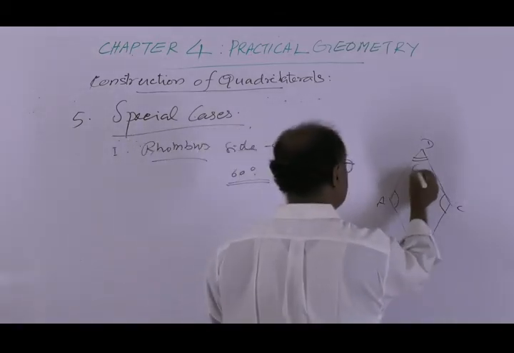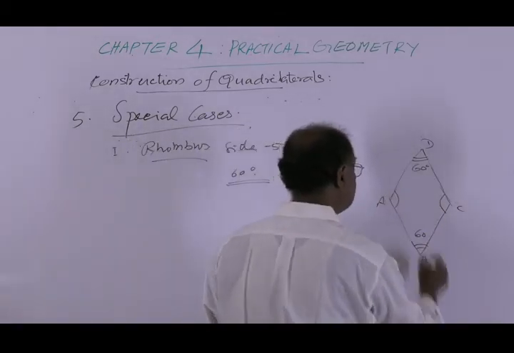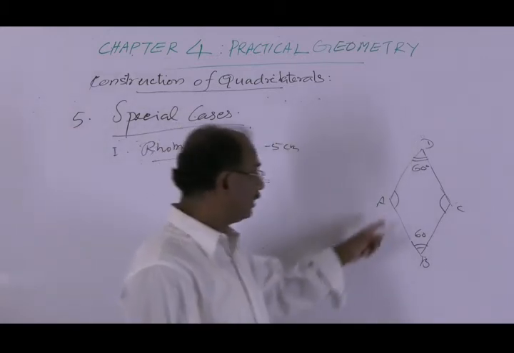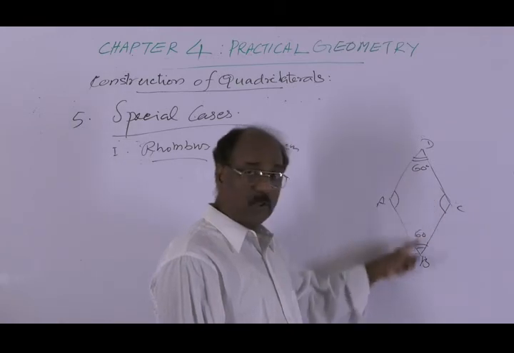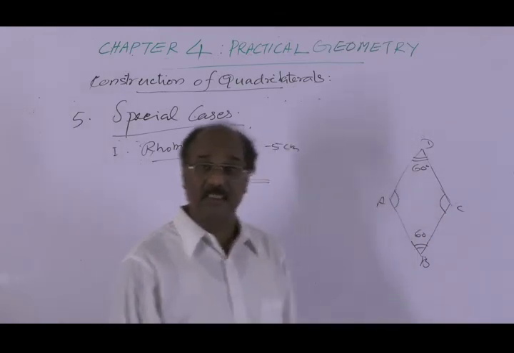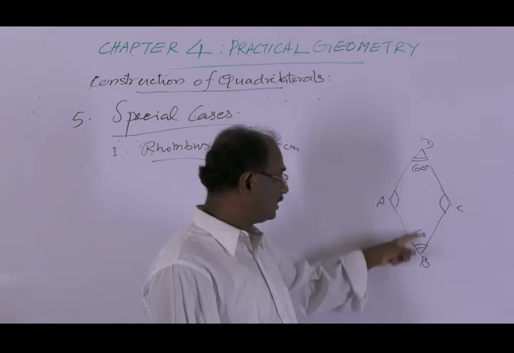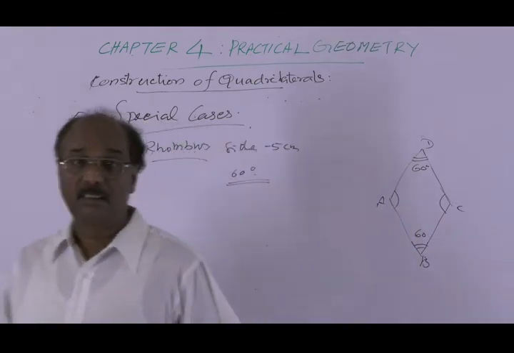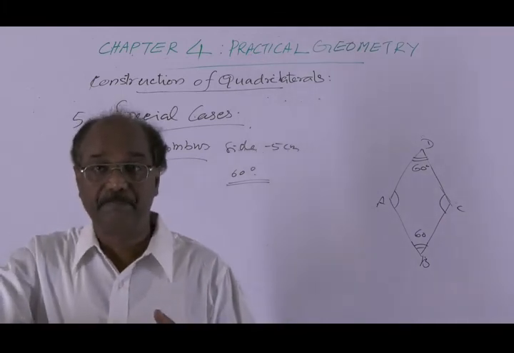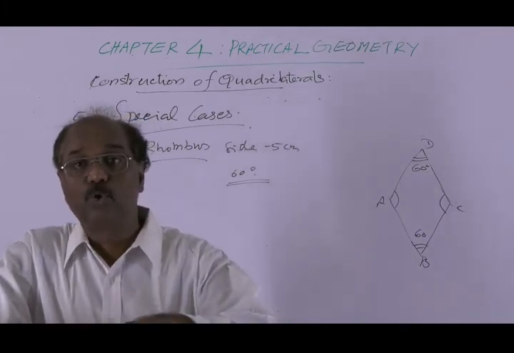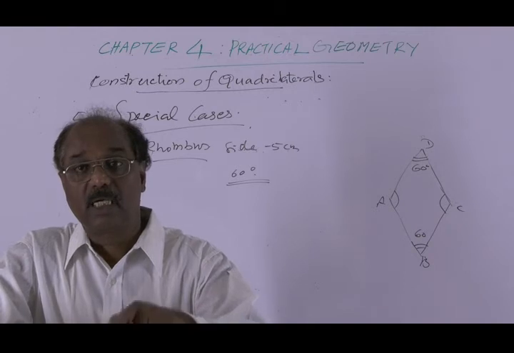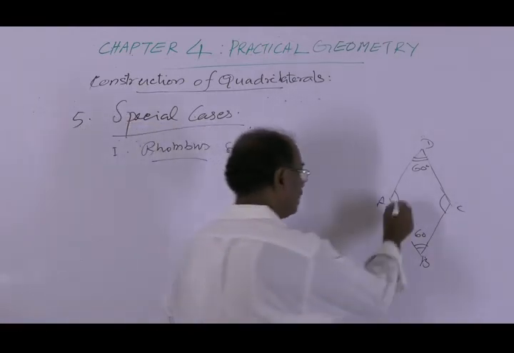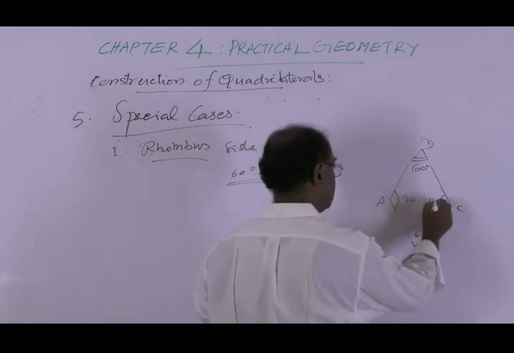Since this is 60 degrees, this opposite angle is also 60 degrees. Then these two angles are also equal. The total angle in a quadrilateral is 360 degrees. So 60 plus 60 is 120. Then the remaining is 360 minus 120, which is 240, so 120 degrees each. So this angle is 120, and this is 120.